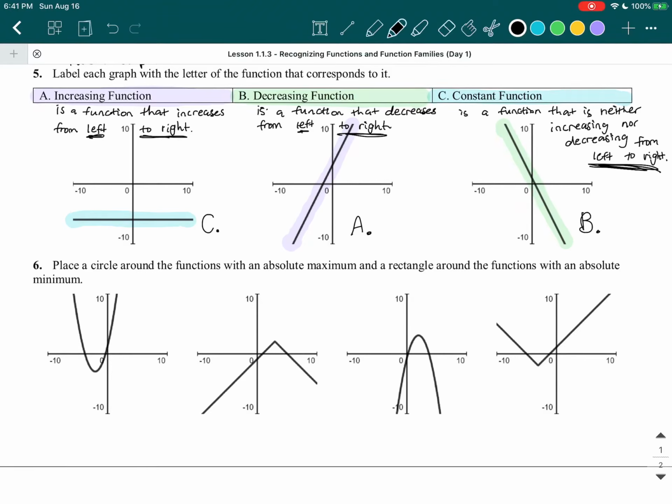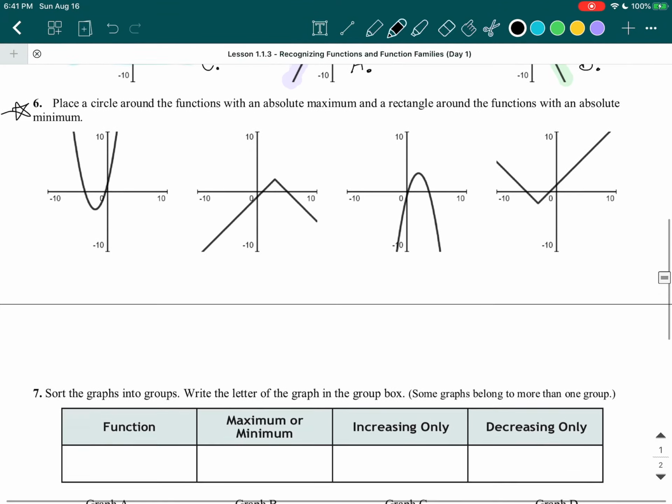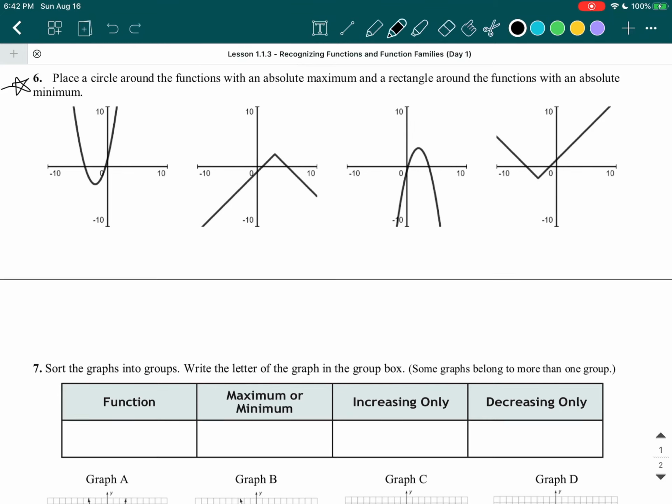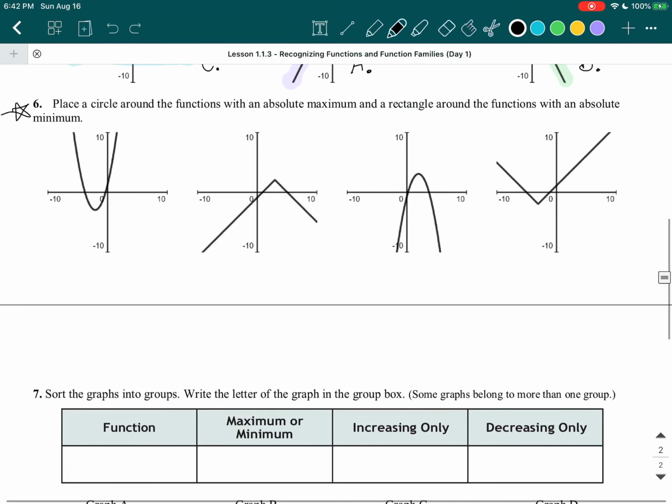All right, so for number 6, let's read the directions. Place a circle around the functions with an absolute maximum and a rectangle around the functions with an absolute minimum. Well, do you guys know what minimums and maximums are yet? Probably not, so let's talk about that. Let me write it over here in this blank space. So let's talk about a maximum.